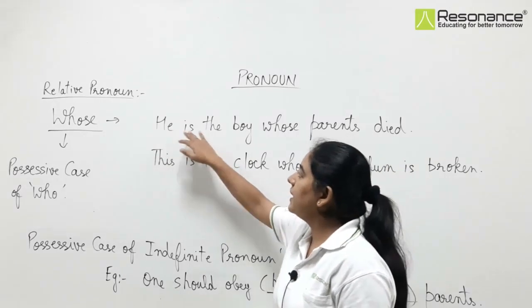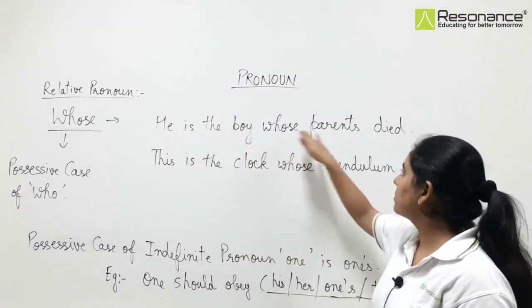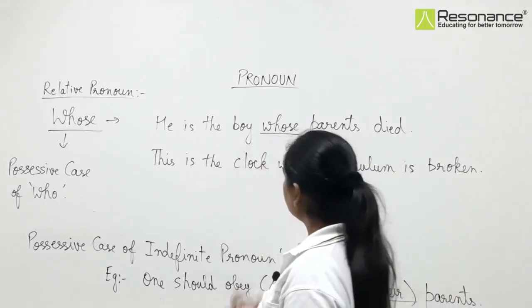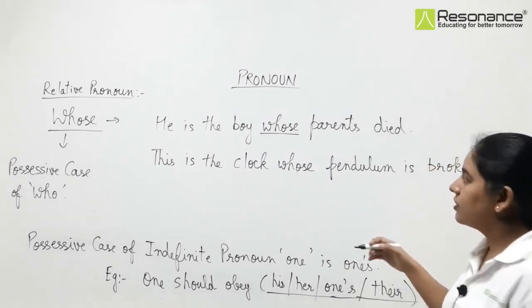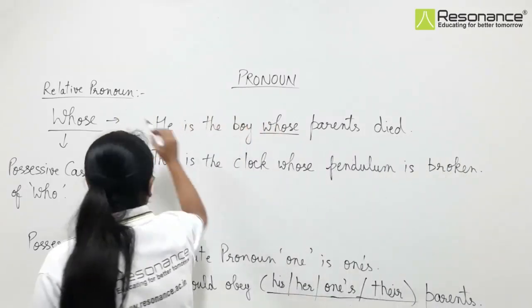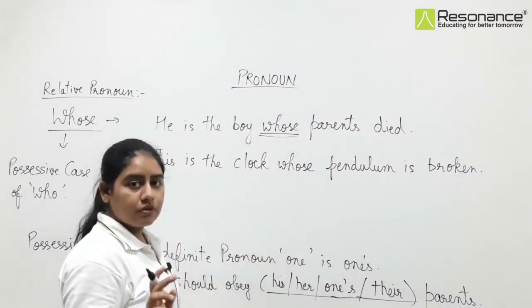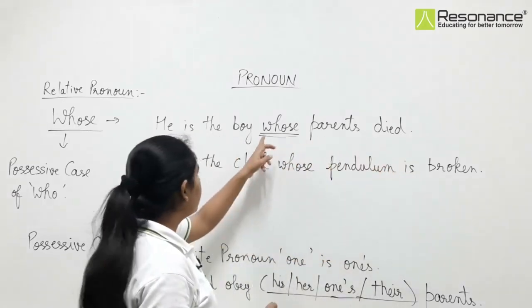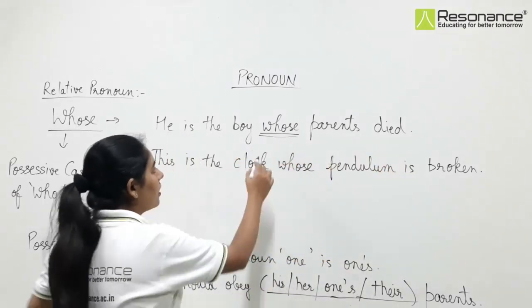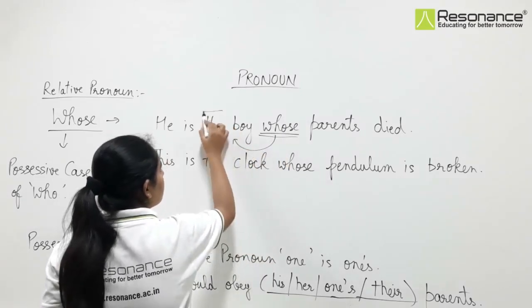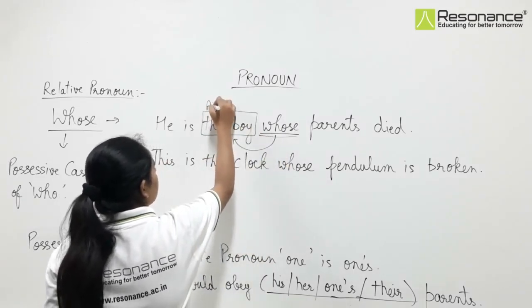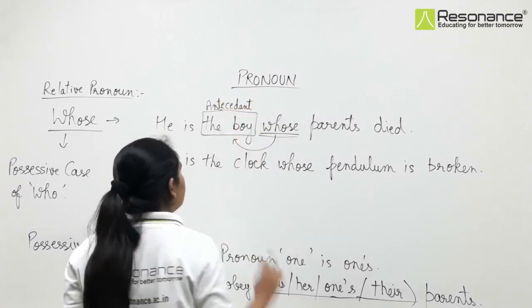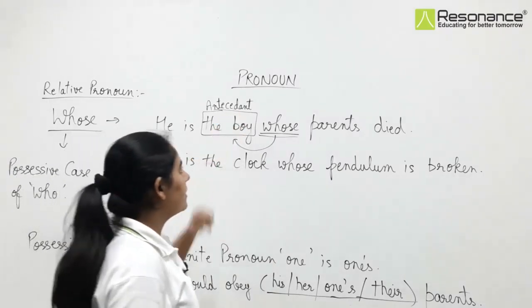If the sentence is he is the boy, then I've written whose parents died. Okay, so here what is whose? He is the boy whose parents died. So here whose is the relative pronoun. Here whose is not the interrogative pronoun because it is not used in question form. It is used in a simple sentence, and here whose is used to talk about this boy. So this boy is the antecedent. Antecedent कौन हुआ? This boy. Okay, this boy is the antecedent.